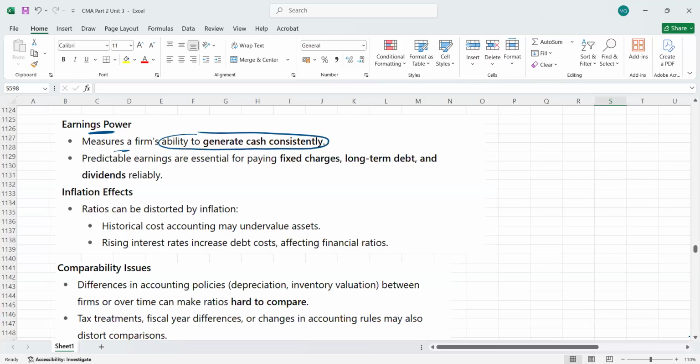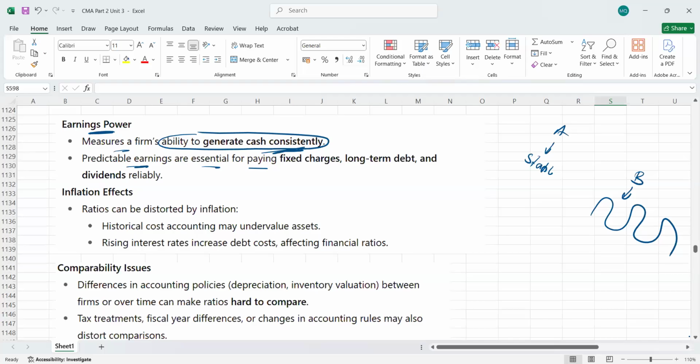That's the earning power. If you are able to generate cash consistently, meaning your cash is not fluctuating, that's called earning power. So predictable earnings are essential for paying fixed charges. Look, if you got a company A and a company B, and company A is getting stable cash flows, and company B is getting, let's assume, volatile cash flows moving like this.